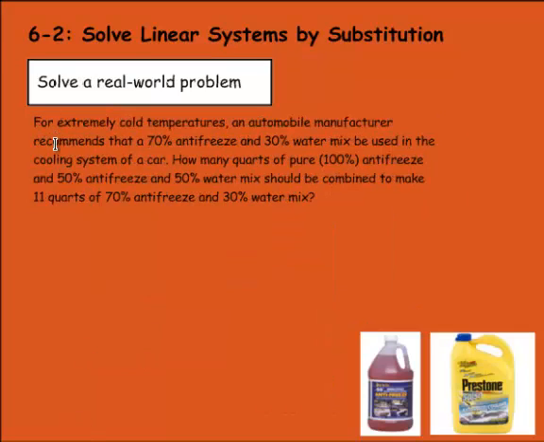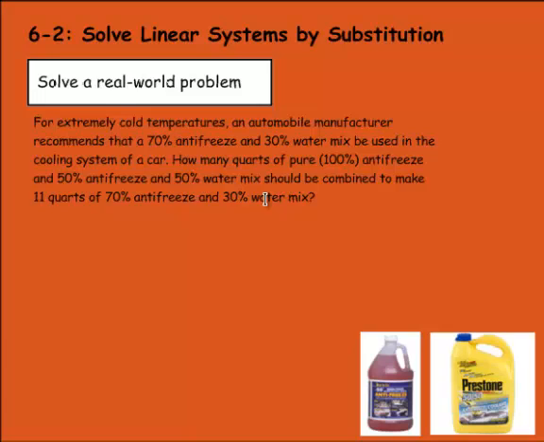Here's our real world problem. For extremely cold temperatures, an automobile manufacturer recommends that a 70% antifreeze and 30% water mix be used in the cooling system of a car. How many quarts of pure 100% antifreeze and 50% antifreeze and 50% water mix should be combined to make 11 quarts of 70% antifreeze and 30% water mix?